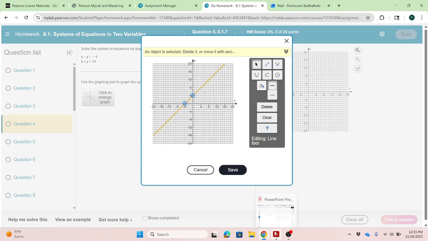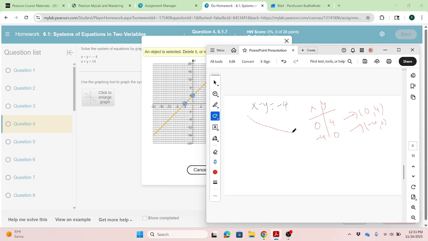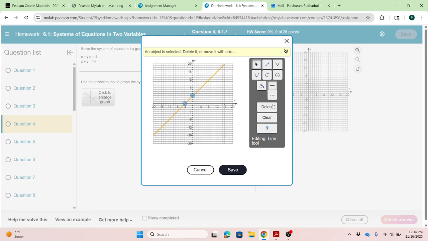I have to do the same thing for the second line. I need to find the points for the second line, and I'm going to use the same trick. x plus y equal 14. So I need 2 points such that the values of x and y satisfy this equation. Let's say x equal to 0, then y would be 14. If y is 0, x would be 14. So 0 comma 14 and 14 comma 0 are the 2 points.